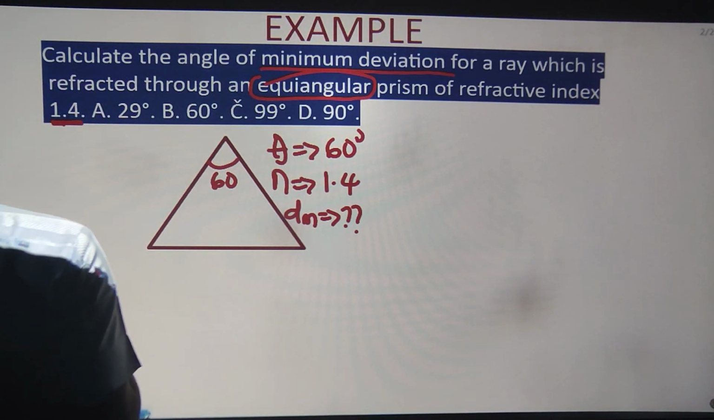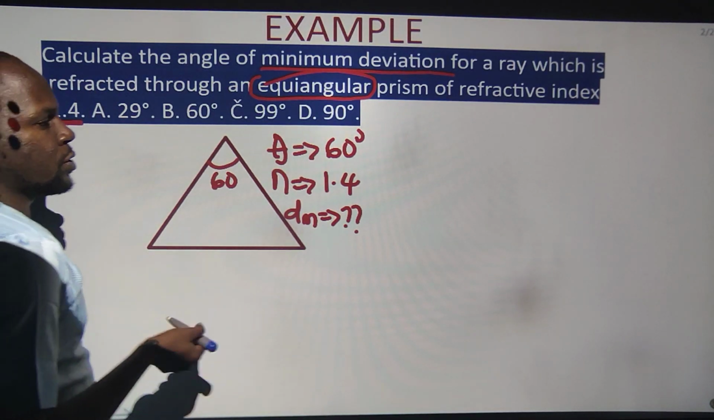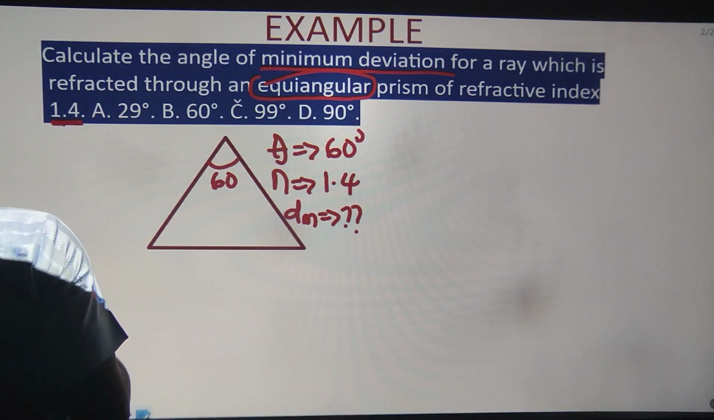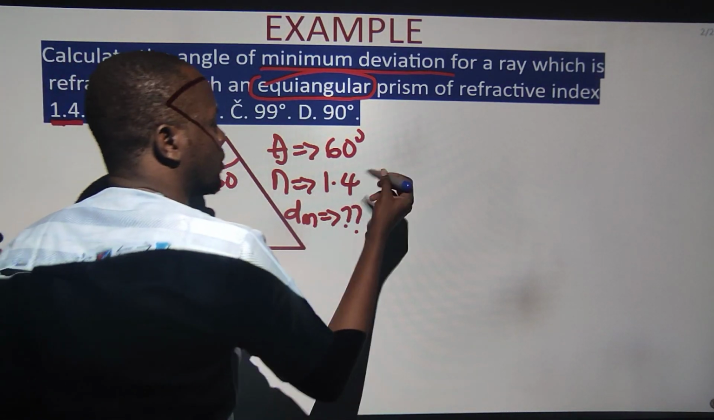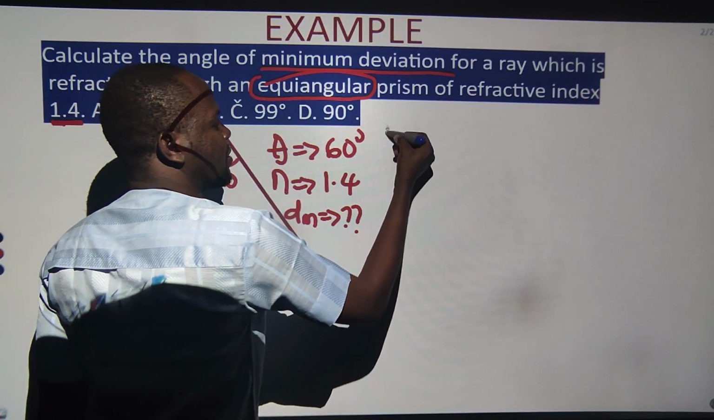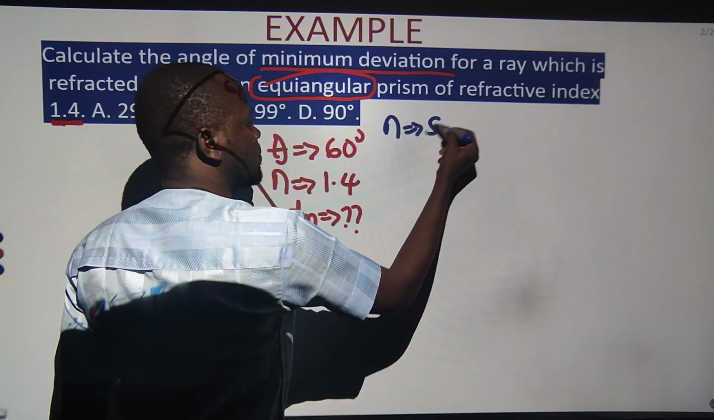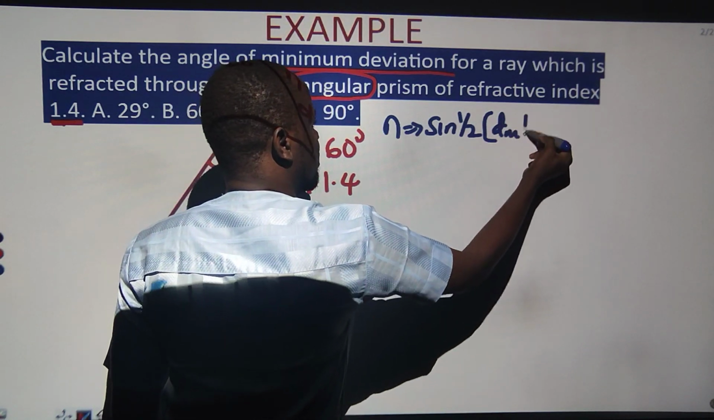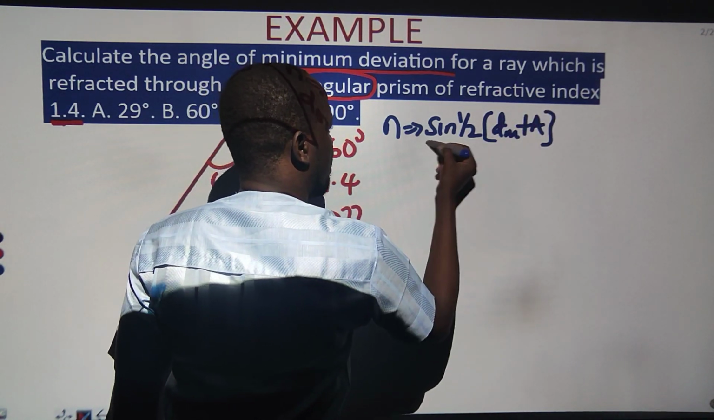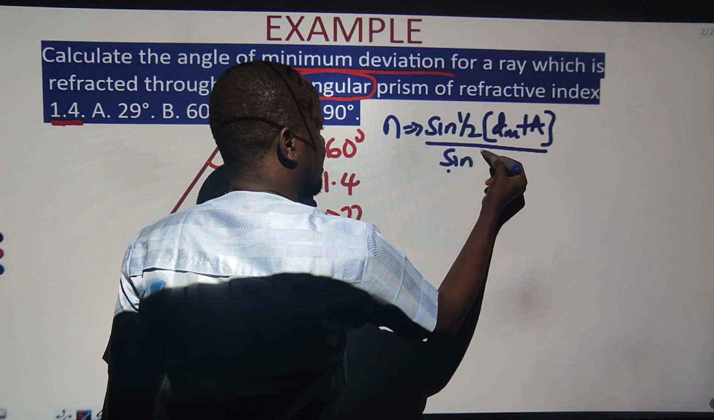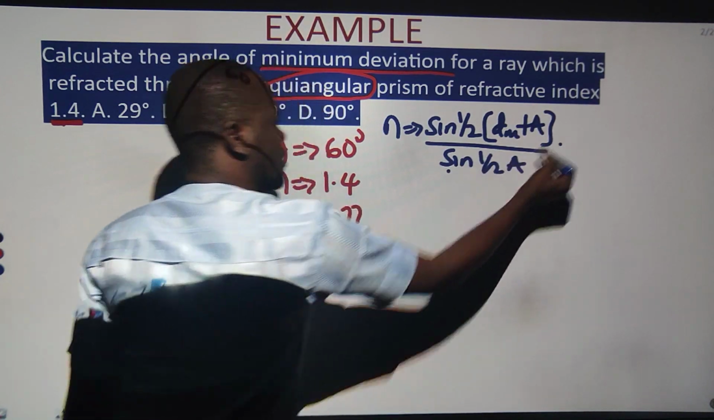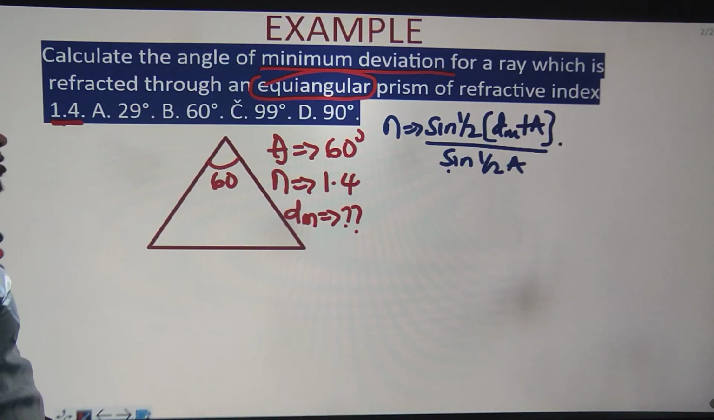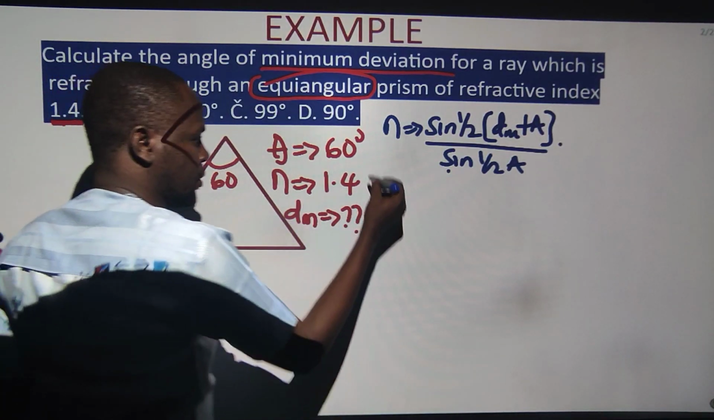How are students forming this? By and large, what we just need to do here is apply our formula directly without any time wasting. From the formula we just derived, the refractive index n equals sine of one over two times (Dm plus A), all over sine of one over two A. So let's substitute the values and get the answer.